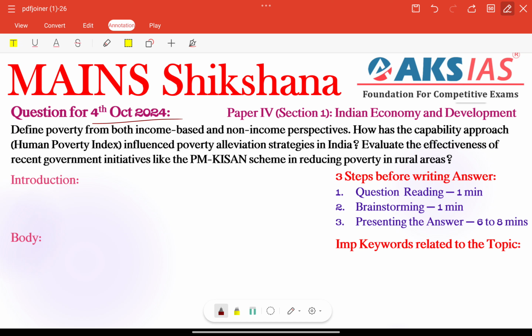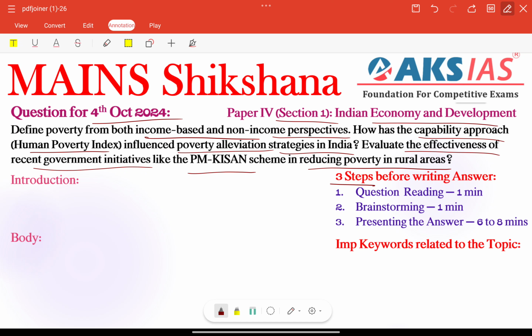So these 5 questions have been allocated for one test. The question for 4th October 2024, paper 4 section 1, Indian economy and development: Define poverty from both income based and non-income perspectives. How has the capability approach, human poverty index, influenced poverty alleviation strategies in India? Evaluate the effectiveness of the recent government initiatives like the PM Kisan scheme in reducing poverty in rural areas.